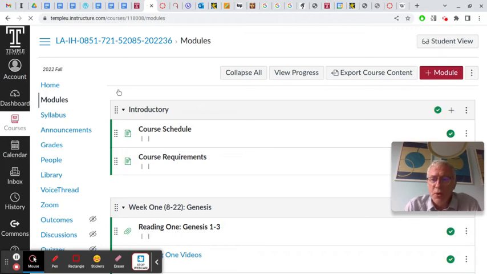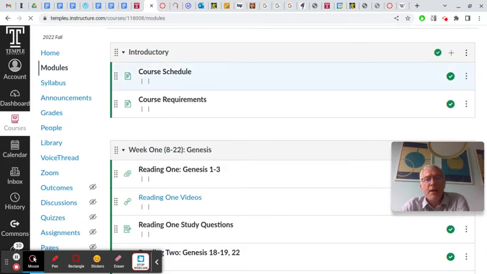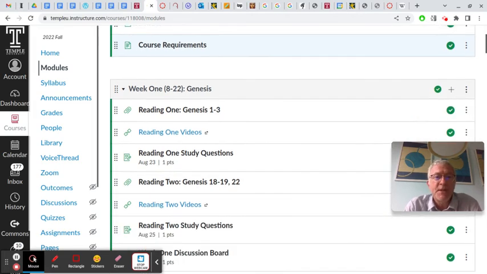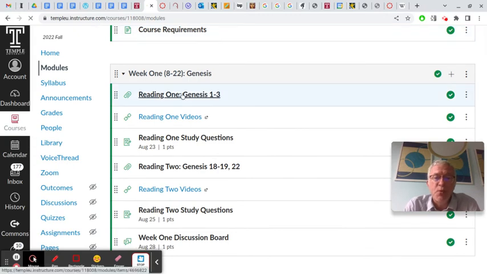The course is more or less organized by week, and one of the ways you can think about the course is that there are regular weekly assignments, and then there are the larger assignments that are sprinkled throughout the course. But if we look at week one, we see that reading one is chapters 1 through 3 of Genesis. Just click on that, and that will bring you to the reading.